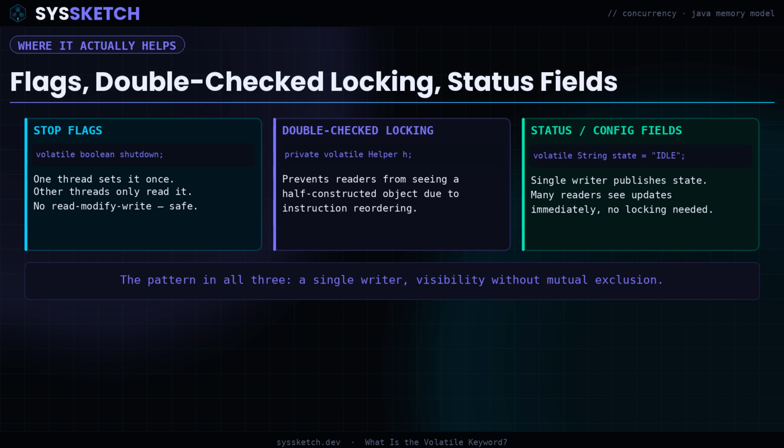Double-checked locking on a lazily initialized field uses volatile to stop one thread from seeing a half-constructed object due to instruction reordering. A status or configuration field that's published by one writer and polled by many readers fits the same shape: instant visibility, no locking overhead, because nobody is doing a combined read-modify-write. If you can describe your use case as one thread publishes, others observe, volatile is very likely the right and the lightest weight tool for the job.